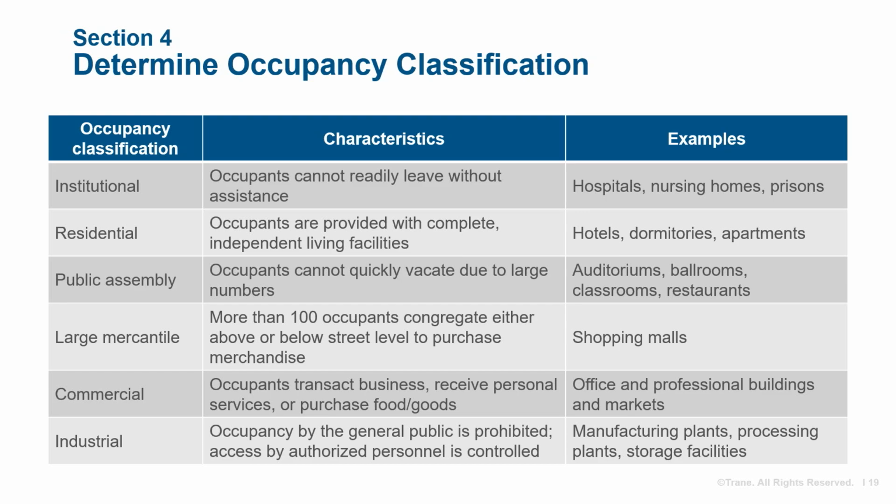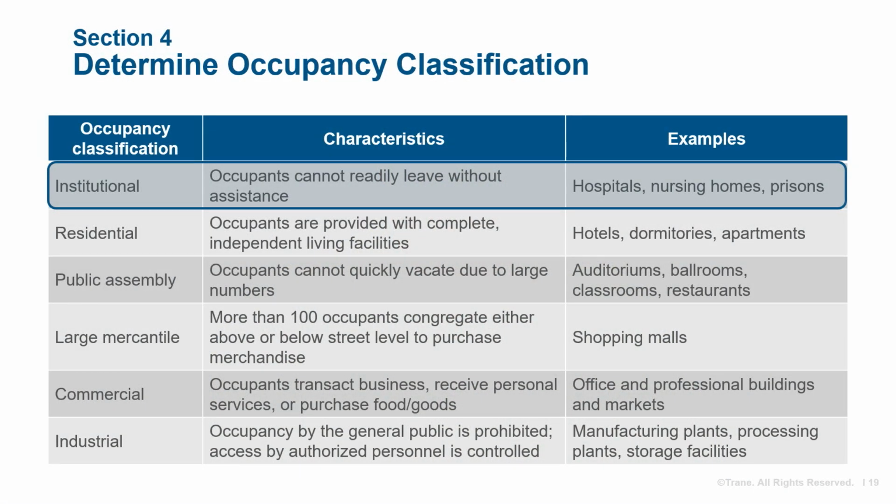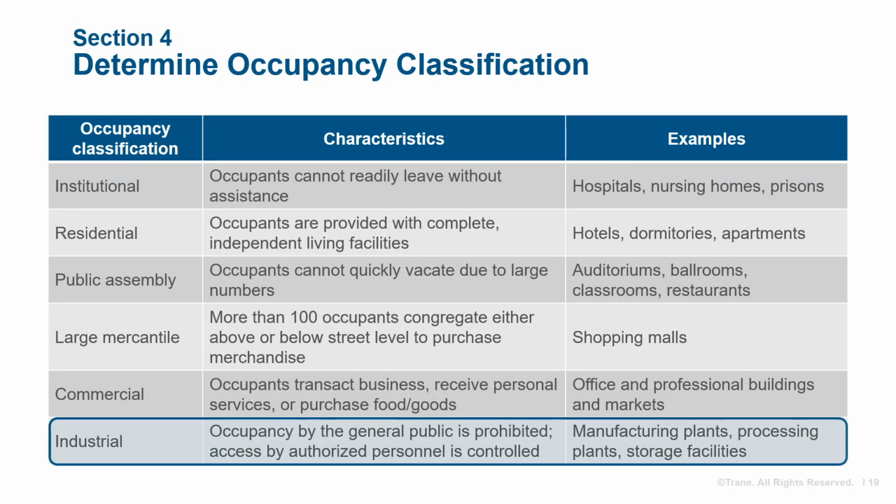Now, Standard 15 defines these 6 occupancy classes to reflect the various uses of a building, as well as the ability of the people inside to respond in case of an emergency. For example, the institutional classification includes facilities where occupants may have difficulty evacuating, such as hospitals, nursing homes, or prisons. As you'd expect, the refrigerant safety rules are more restrictive for these types of buildings. But industrial facilities are at the other end of the spectrum. Because access to the building by the general public is typically prohibited, the safety rules tend to be less restrictive.